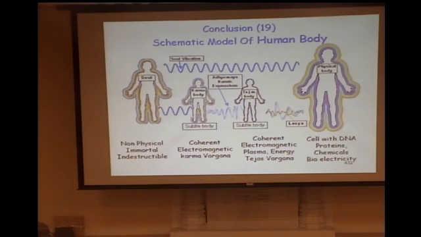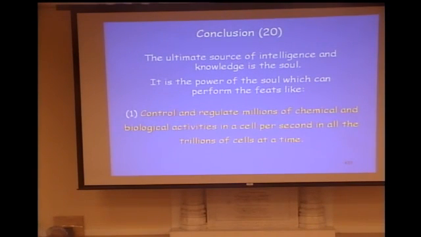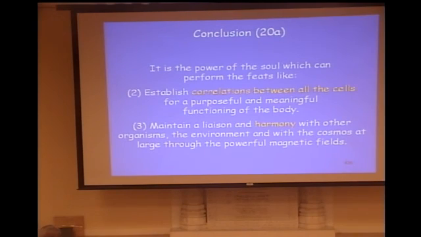Now these we have seen yesterday. So these are pretty much the same. So the ultimate source of intelligence and knowledge is the soul. Power of the soul which can perform feats like control and regulate millions of chemical biological activities in a cell per second in all the trillions of cells. It is the power of soul which can perform correlation between all the cells, harmony among everybody, not just ourselves. We have to live in harmony with all the living beings.